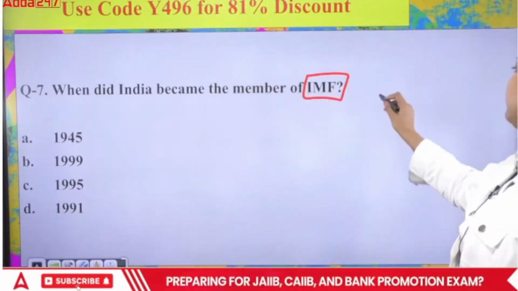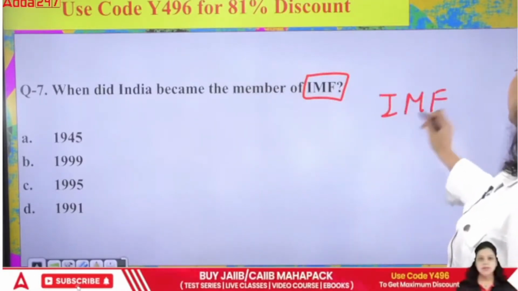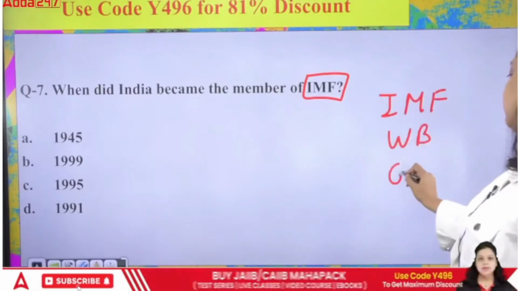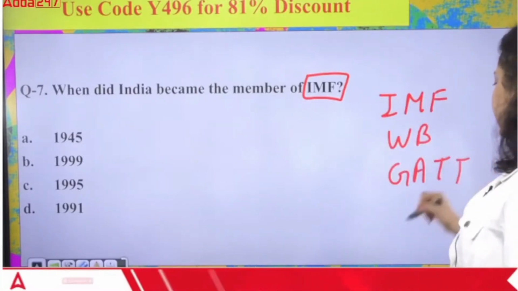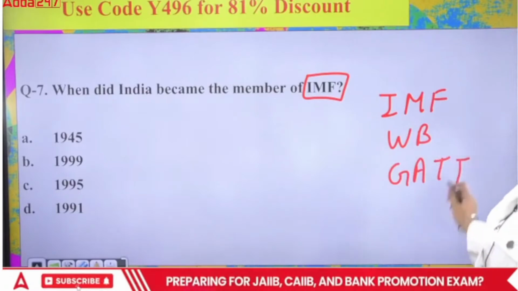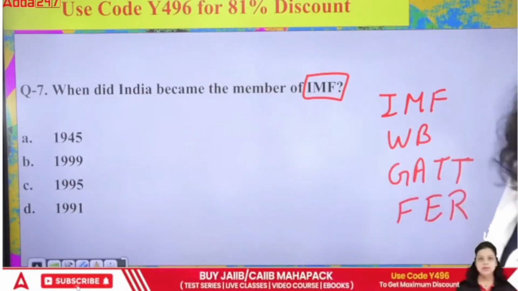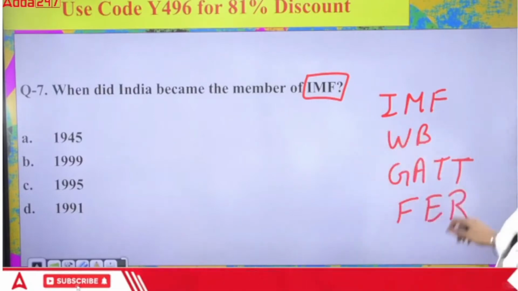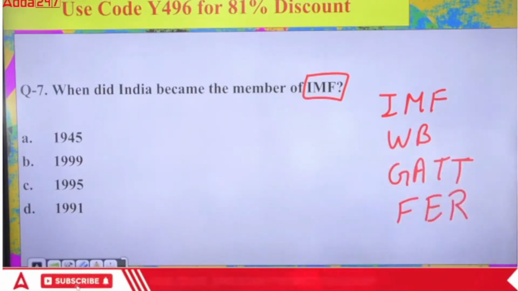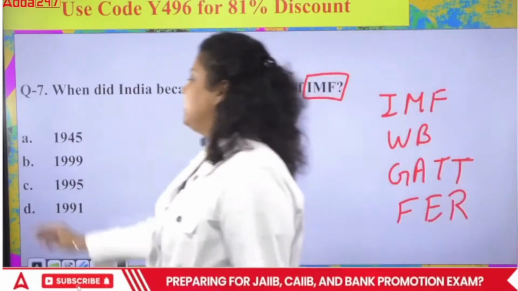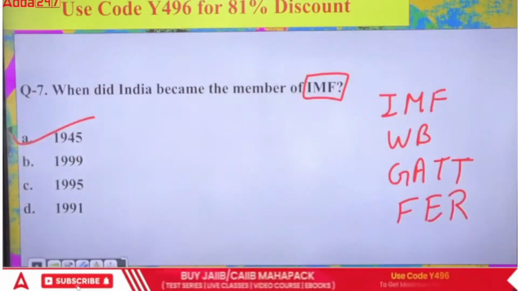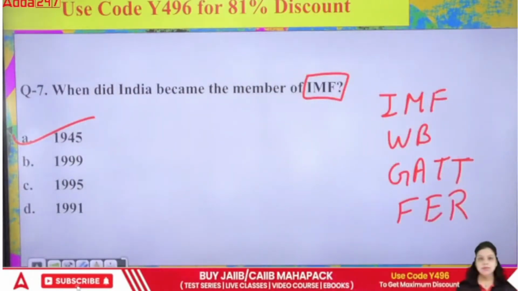Out of those 4, first we have IMF, second we have World Bank, third we have GATT, that is General Agreement on Trade and Tariff, and the fourth one we have the floating exchange rate system. So these are the 4 institutions that were introduced after the Bretton Woods Conference, and that happened in the year 1945. So the right answer will be 1945.